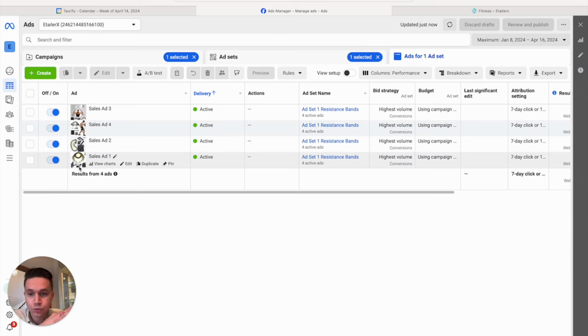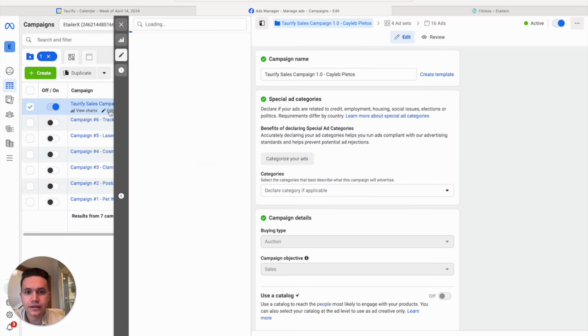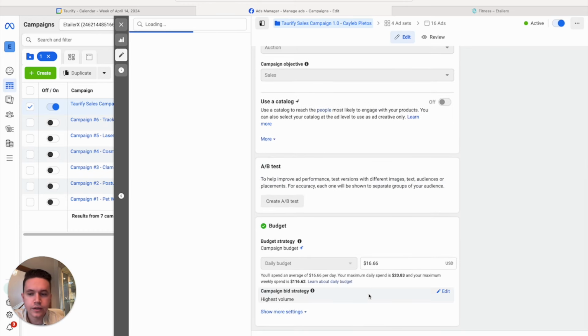The idea here is we're testing creatives, we're testing products, and the budget is managed at the campaign level. This is a $500 per month budget. I'd probably recommend, if you have the budget available, bump it to at least $600 or $700. But this is just brand new for this client. That brings us down to about $16, $17 per day.